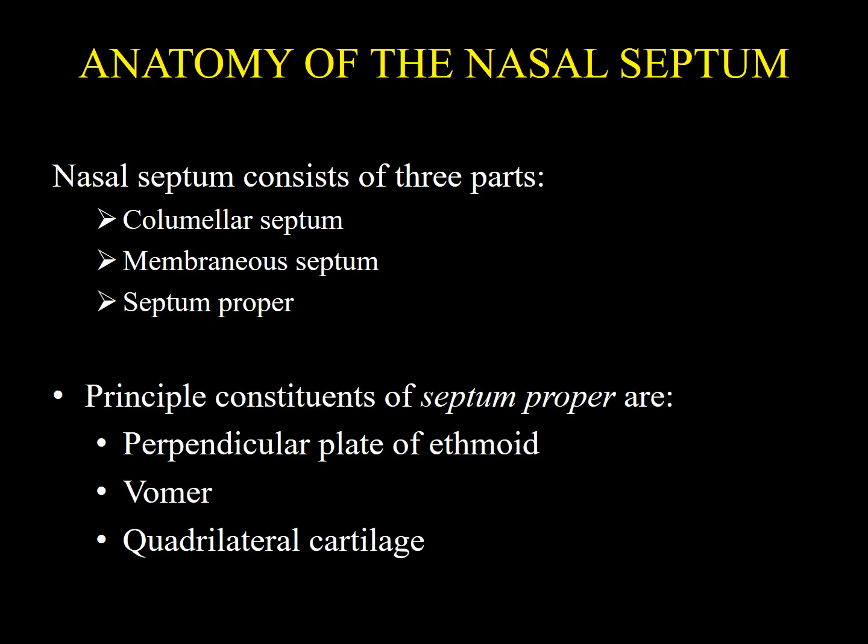So first we briefly see the anatomy of the nasal septum. The nasal septum consists of three parts: the columellar septum, membranous septum, and the septum proper. The principal constituents of septum proper are the perpendicular plate of ethmoid, vomer, and the quadrilateral cartilage. So basically the septum proper is the main part which is affected.